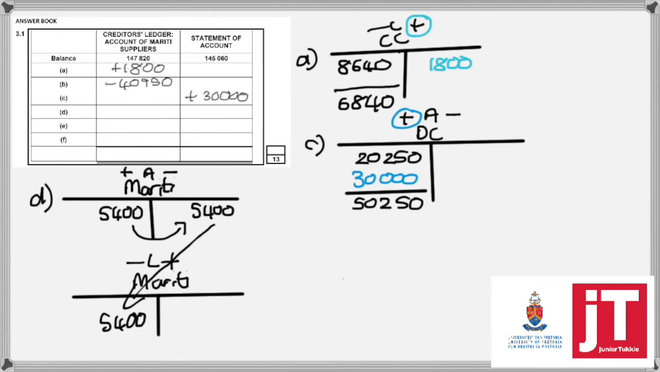So now what will happen in the next following month, instead of them expecting us to pay them cash, they are simply going to take our outstanding balance and they are going to deduct 5,400 from that. So then the statement of account should reflect minus 5,400.